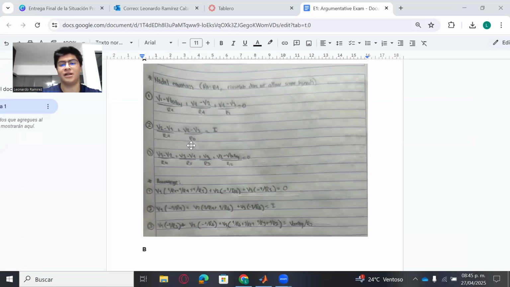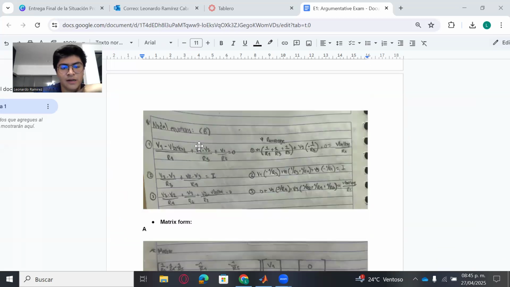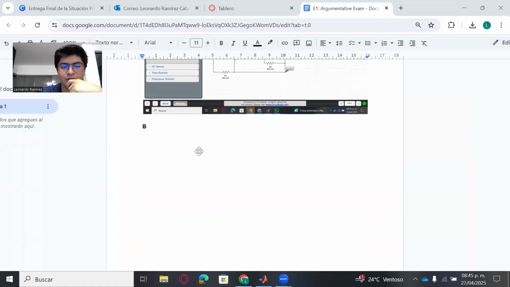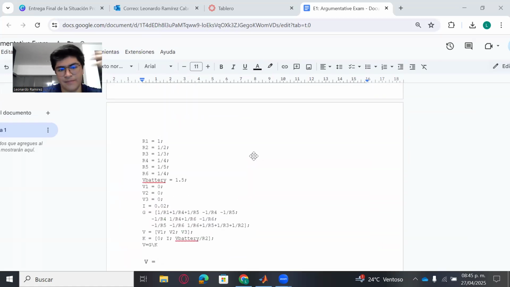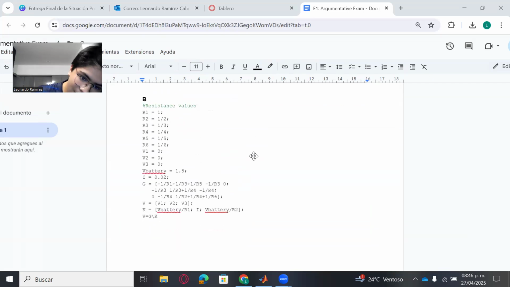CircuitLab does not allow using the same labels, so that's why I chose R6. It's equal to R4, just to clear up confusion. And as you can see, I tried to do it the same way we did it in class. We also have the linear form, then the matrix form for both of them. Here is the other one. Then we did the same thing with MATLAB and with CircuitLab.